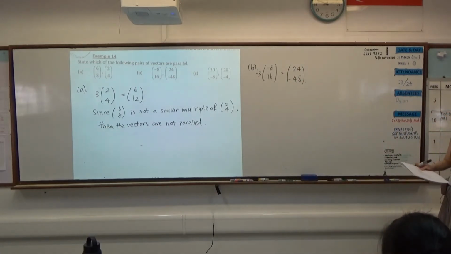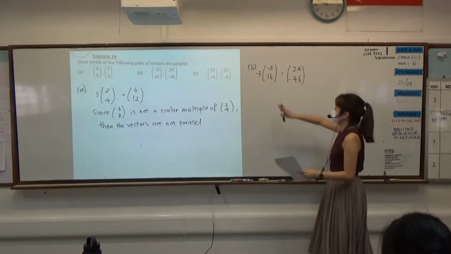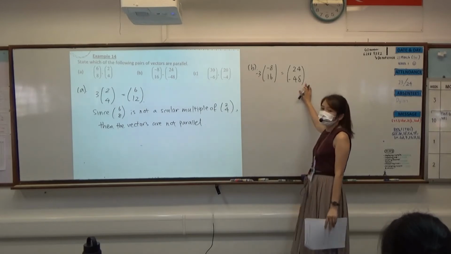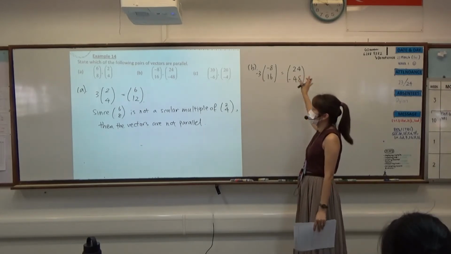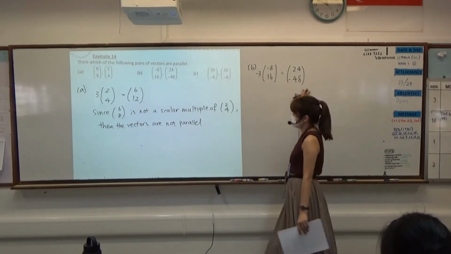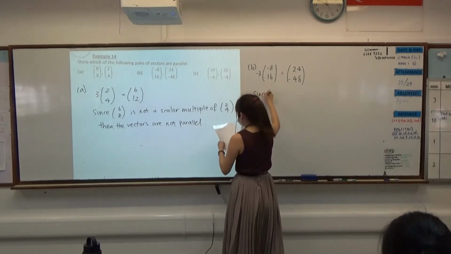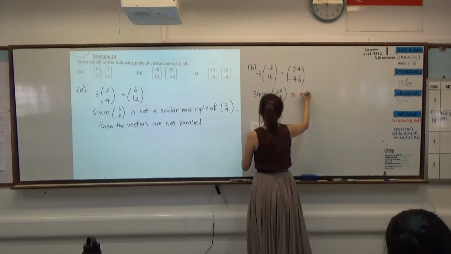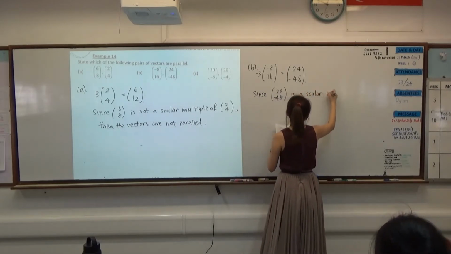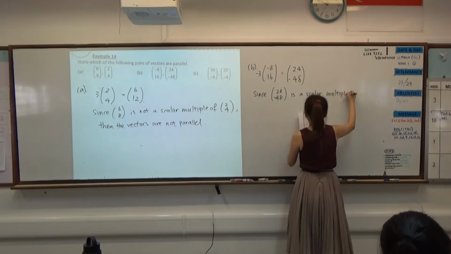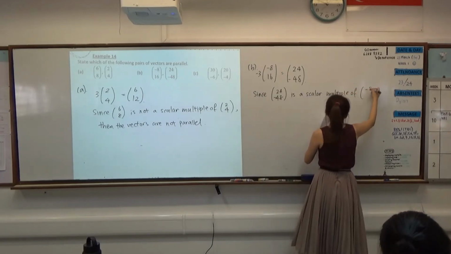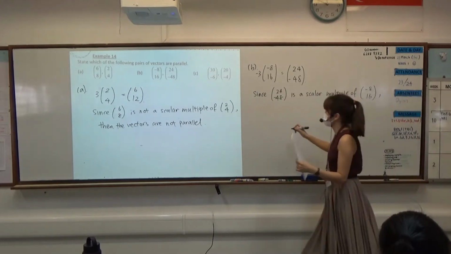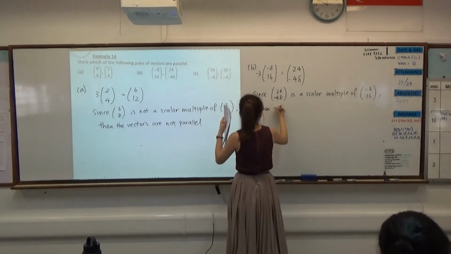So we see that our (-8, 16), once multiplied by negative 3, gives (24, -48). Therefore, they are scalar multiples of each other. Since they are scalar multiples of each other, the vectors are considered parallel.